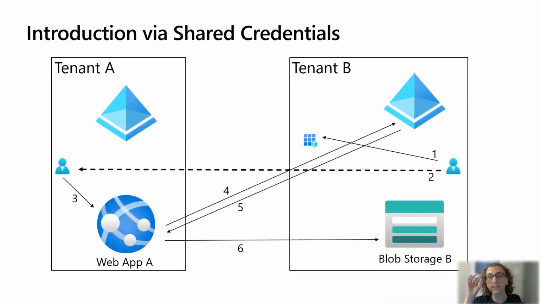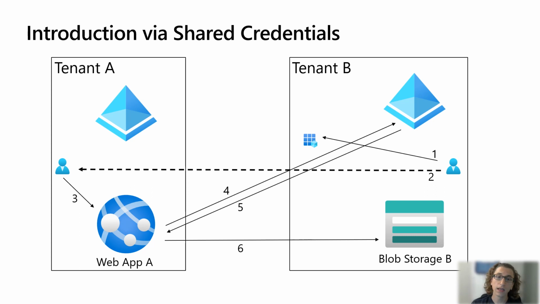And the flow here is going to start on the right side of your screen with a human in tenant B. And that person knows that there is some external workload, web app A, that needs to authenticate to their tenant. So what that human could do is start by registering an application in their own tenant. And as mentioned, the output of this registration would be an application ID and a client secret.